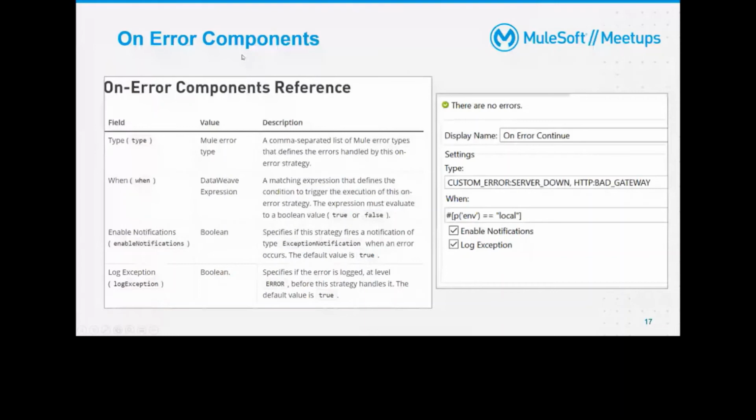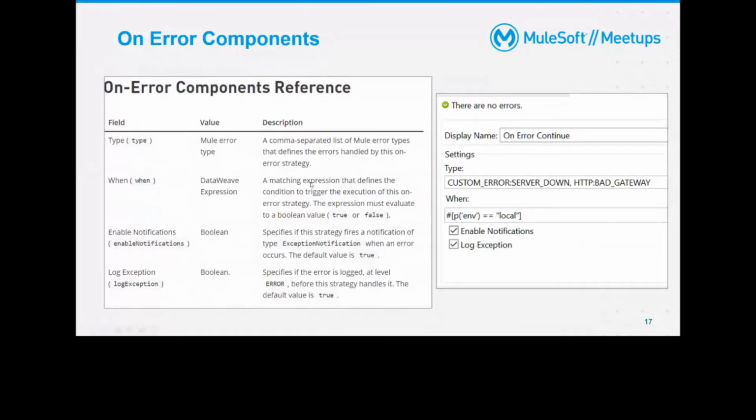So both the on-error components, on-error continue as well as on-error propagate, have 4 fields: type, when, enable notification, and log exception. The type is used to define which type of Mule errors we are configuring this on-error component to handle. When is used to put a DataWeave expression to trigger the on-error scenario for a particular case.